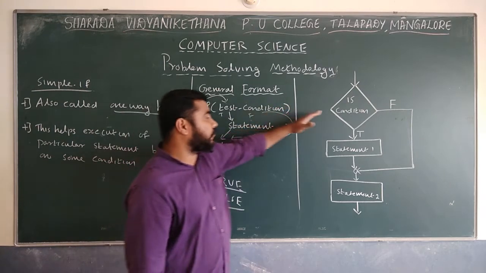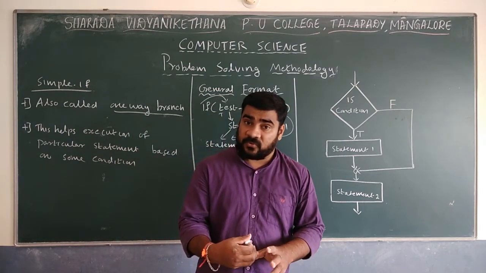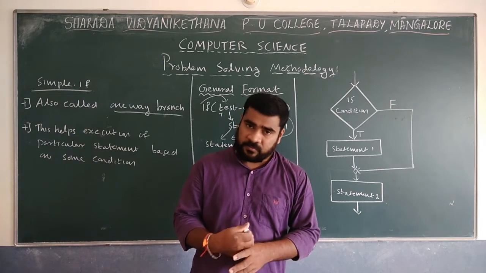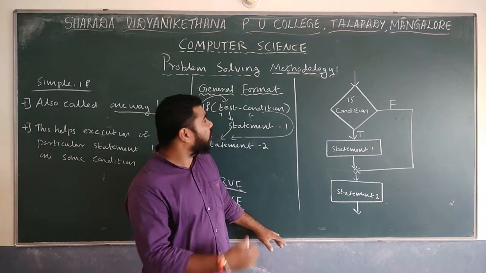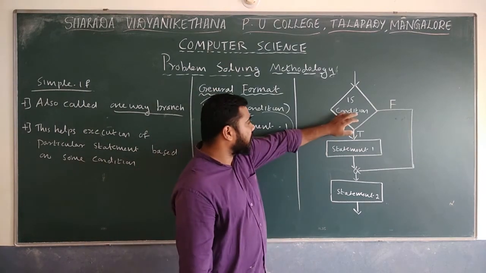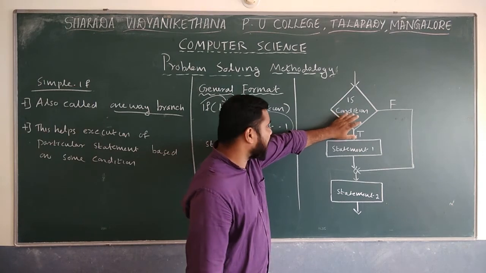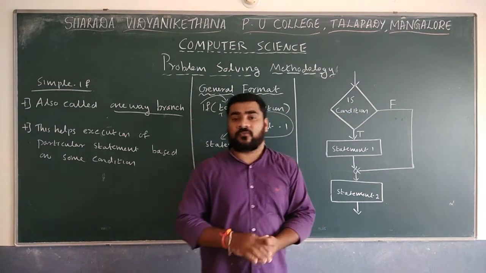So here is a flow chart for that. In the last class we discussed the flow chart, where we use different symbols. Here is the general format for a simple if. First we check the test condition, whether the condition is true or false.